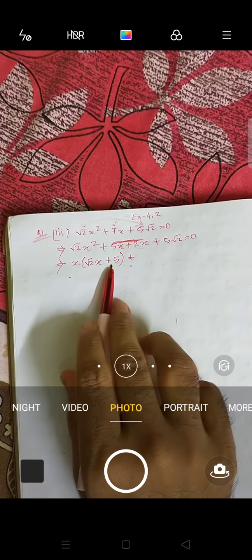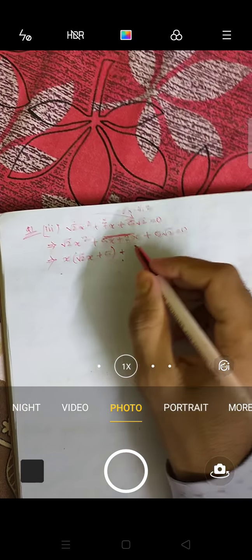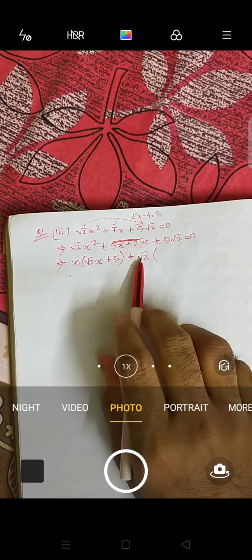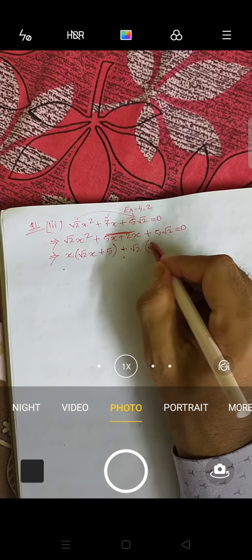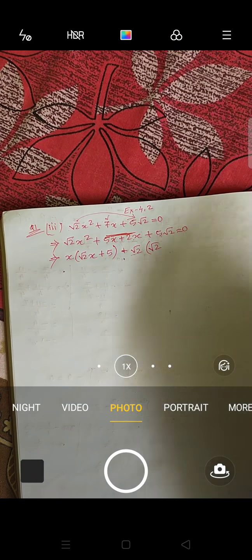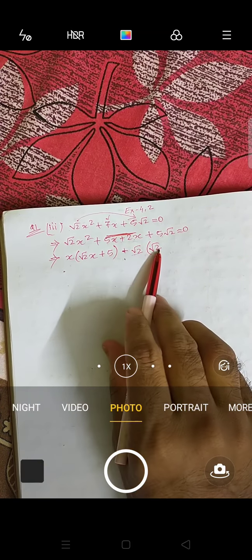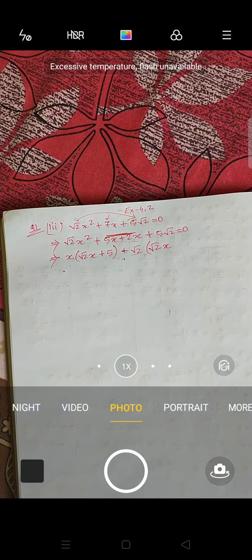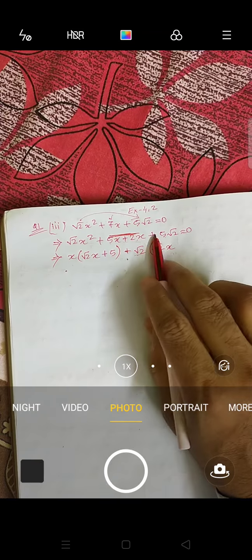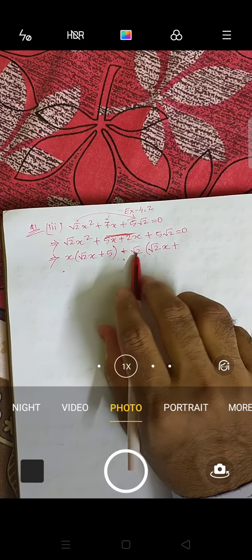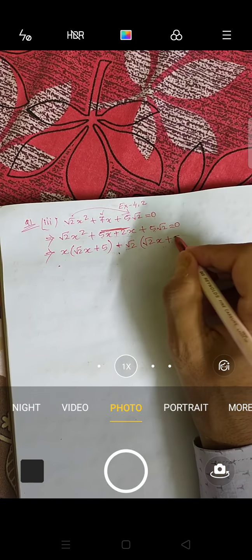So what I will do, I'll try to write this 2 as root 2. Root 2 into root 2 is what? So we are having 2, root 2 into root 2 is 2, and x. Any problem? Plus plus is plus, and just see this root 2 is taken as common. So we will be having 5 here equals to 0. Any confusion?